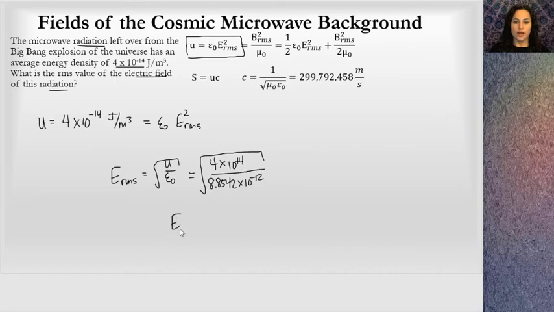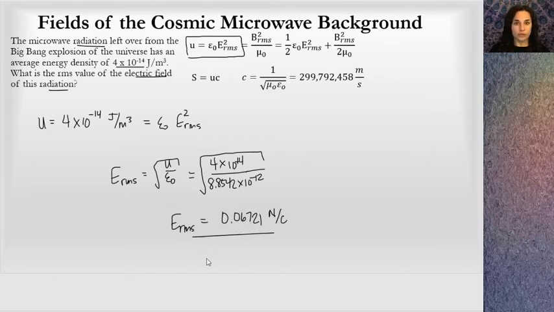and I get the average, the RMS value of that electric field due to that microwave background to be 0.06721, and the units of electric field are newtons per coulomb. And so that's the average value, which is not a lot.